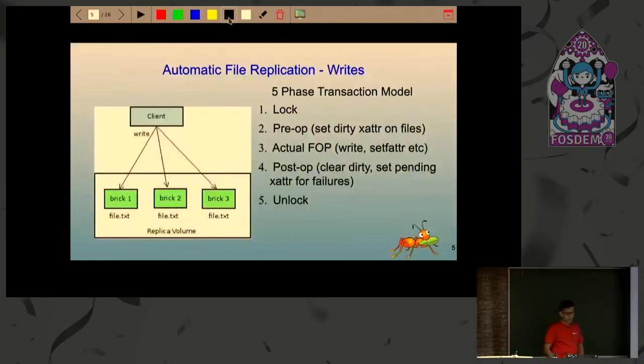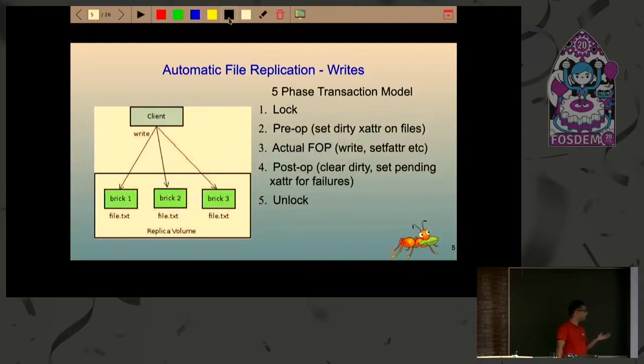I was telling you that the write follows a transaction model. There are basically 5 steps for a write when a client does a write. The first is the lock. Lock is when the client takes the lock on all the participating replicas. You need to do this because there are multiple clients accessing the same file, and while doing the write, you need a lock to prevent out of order writes. Once you get the lock, then you do something called the pre-op. It's basically a set xattr call that's done over the wire. You mark an xattr on the file saying, hey, I'm about to do the write. Let's mark something called a dirty bit. After that, you do the actual write operation, and if the write is successful, you remove the dirty bit, and then you clear the dirty bit.